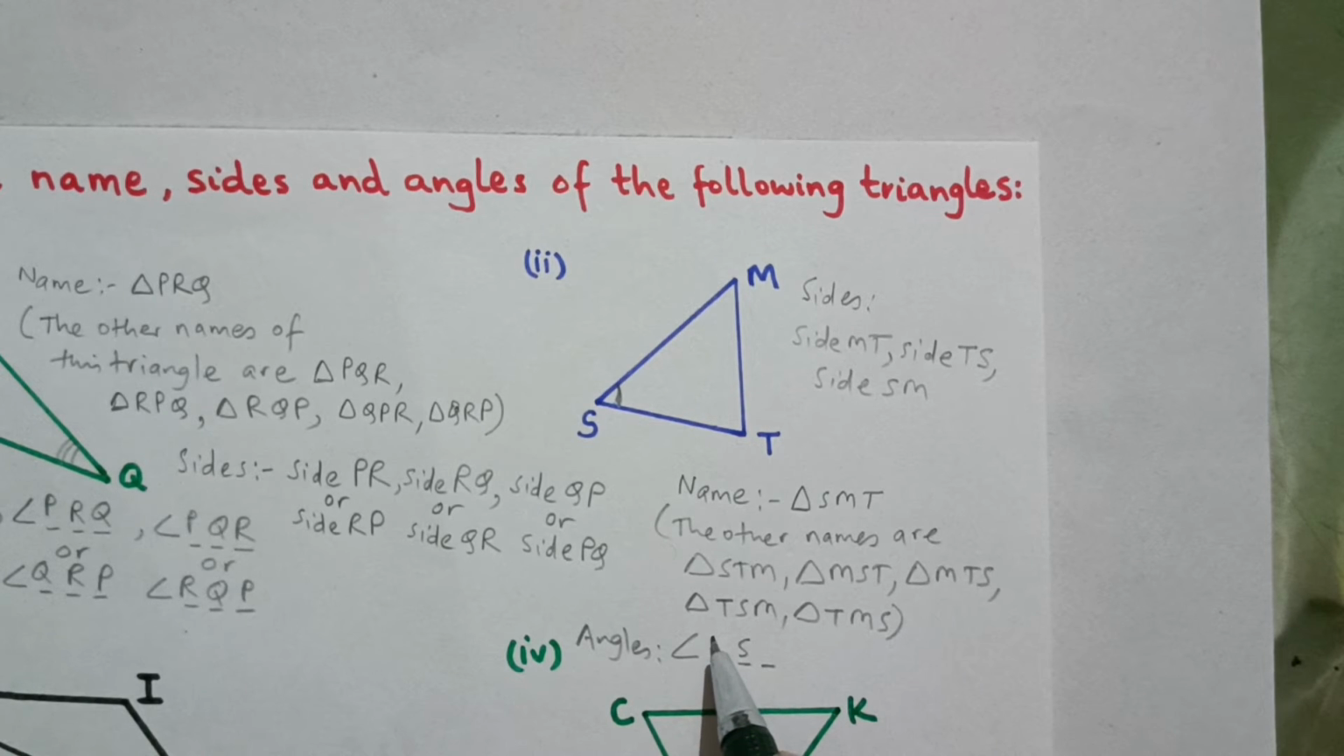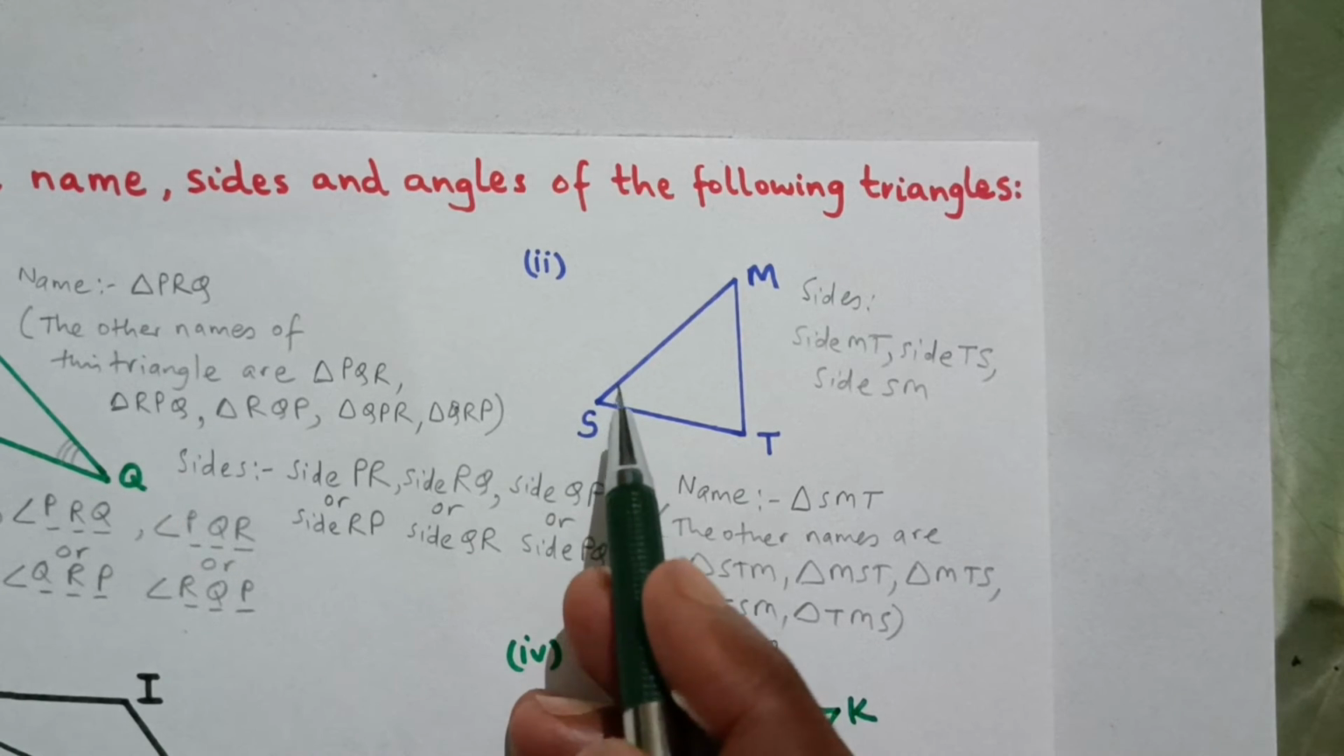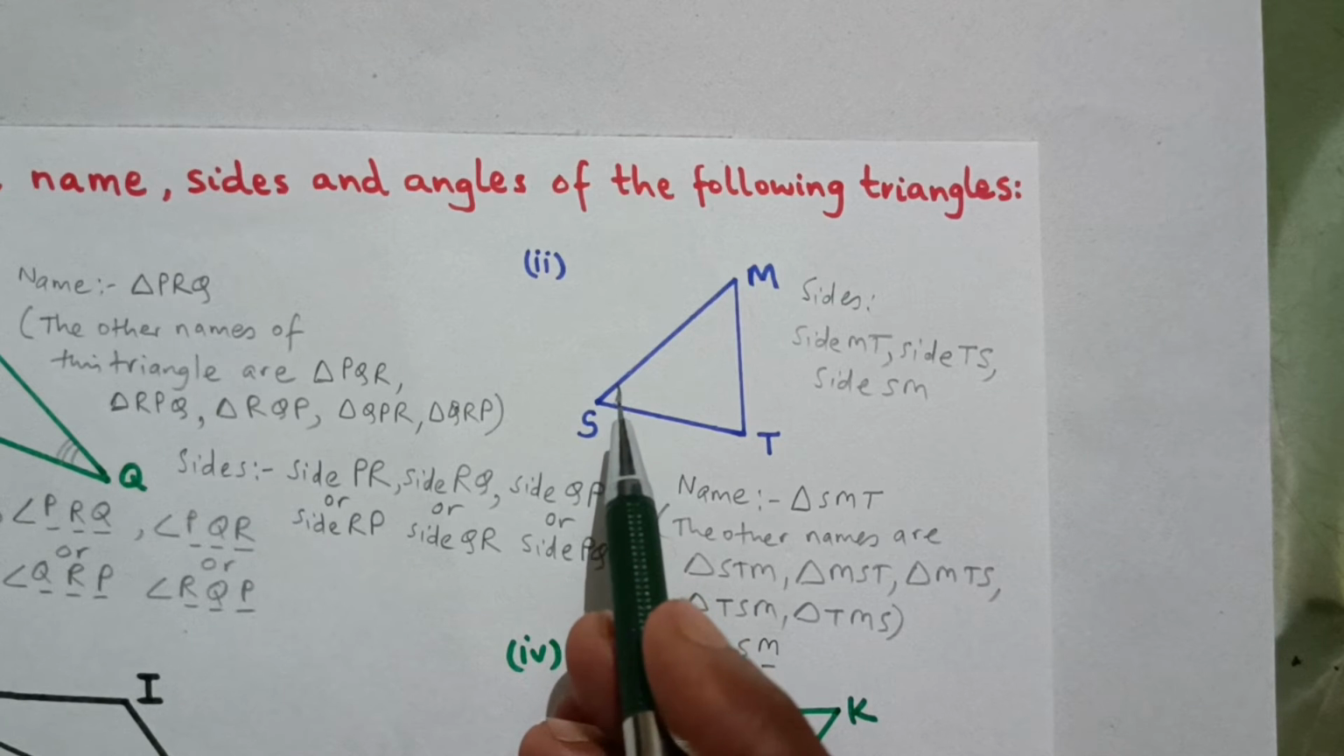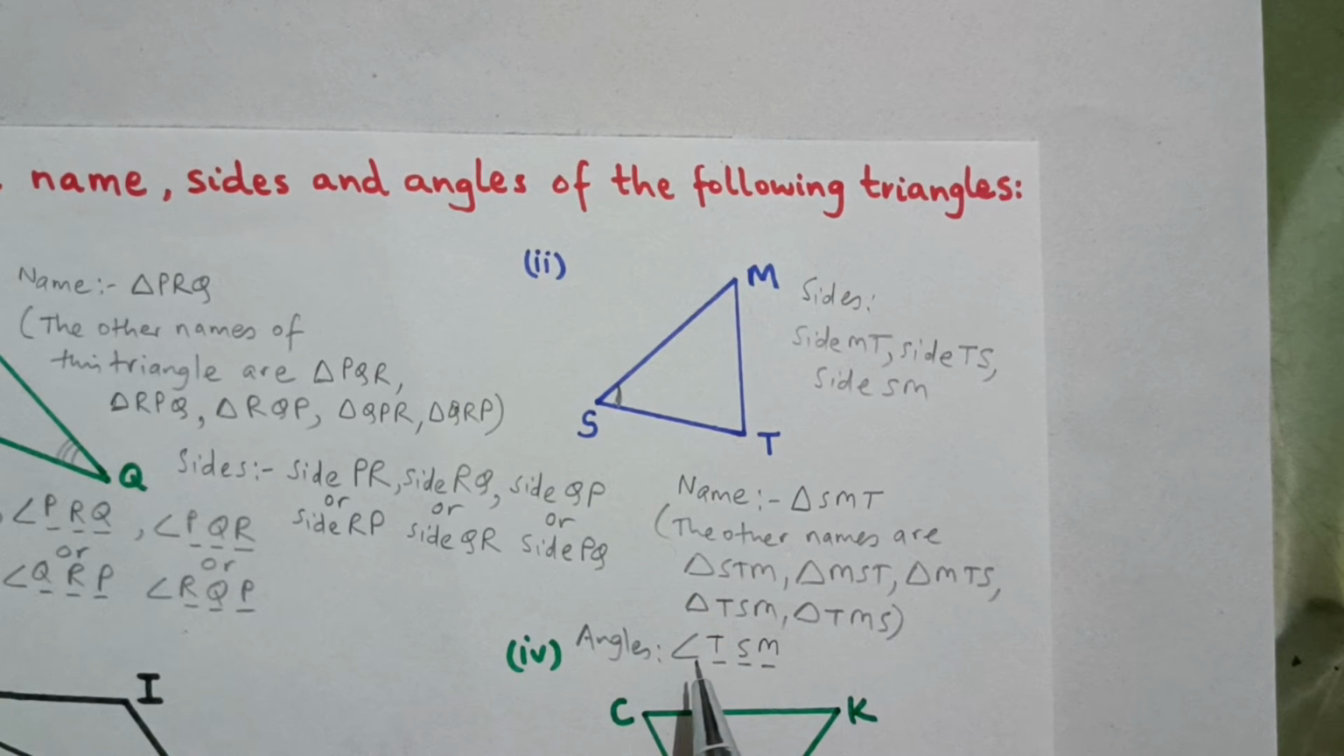So let me write T over here and M over here. You can write M over here and T over here also. So I am calling this angle angle TSM. You can also call it angle MST. If you write M over here and T over here, it becomes angle MST. That is also this angle. So this angle I am calling angle TSM.